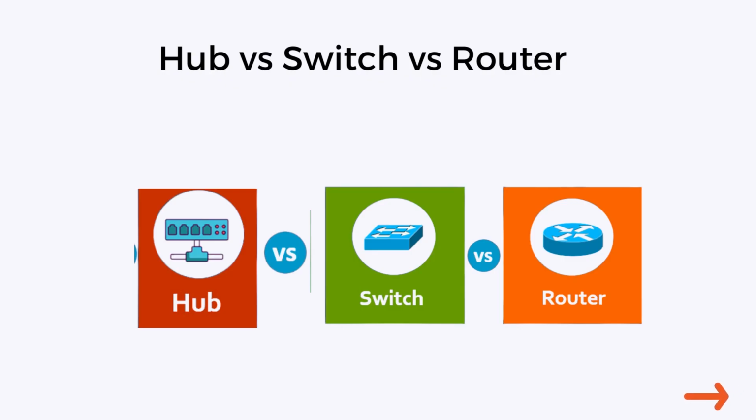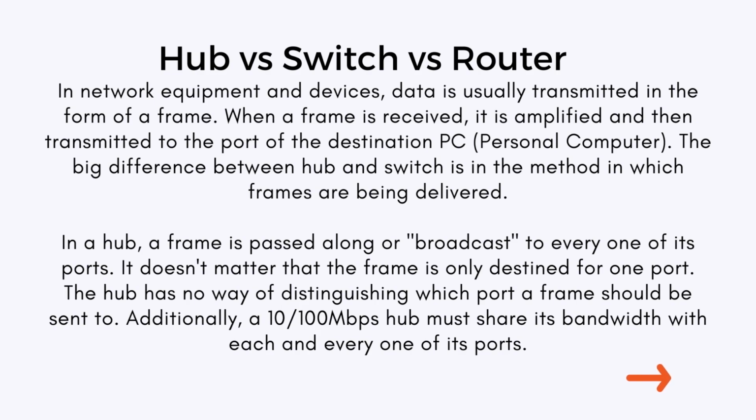Hub versus switch versus router. In network equipment and devices, data is usually transmitted in the form of a frame. When a frame is received, it is amplified and then transmitted to the port of the destination PC, personal computer. The big difference between hub and switch is in the method in which frames are being delivered.